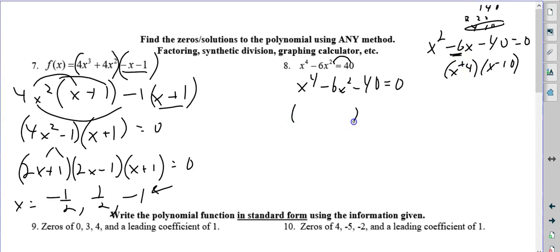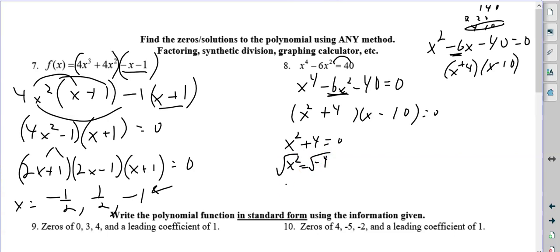This factors the exact same way, everybody. The only difference is instead of x, it's going to be x squared because it has to match this in the middle. So it's going to be plus 4 and minus 10. Okay, this one I'm going to do the work on because it's a little harder in your head. So this one's going to be x squared plus 4 equals 0. Now you could factor this using the sum of squares, or you could just do x squared equals negative 4, square root both sides. That would give me plus or minus always. Square root of 4 is 2, and the i comes out because of the negative 1.